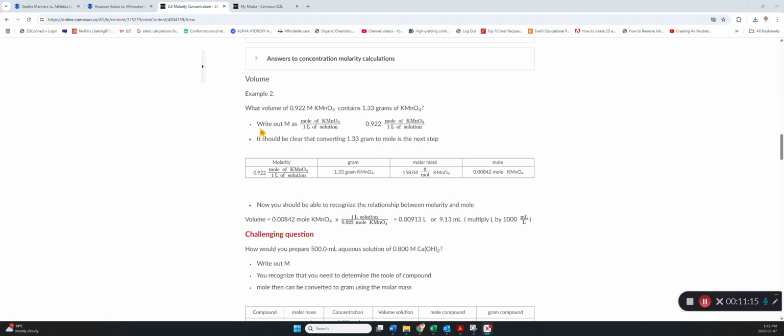Take a look at this other example 2. Write out the concentration M fully in terms of 0.whatever the number is over the moles per liter of solution. Then when you have the grams, you could then find the moles.